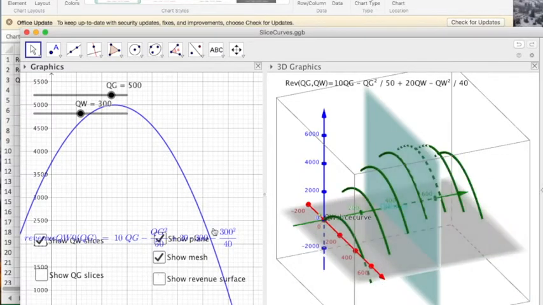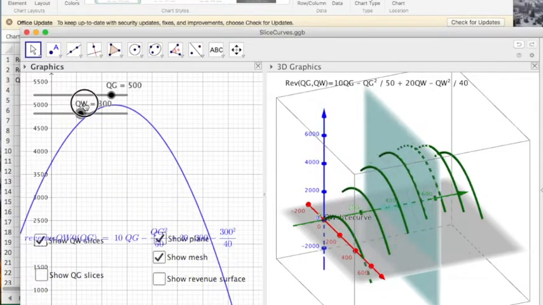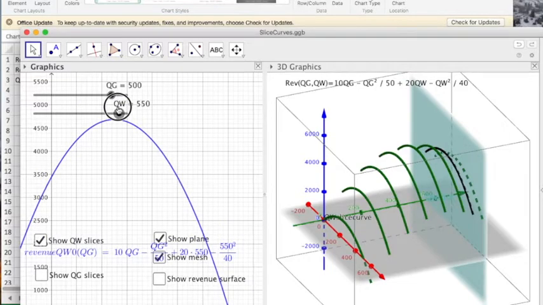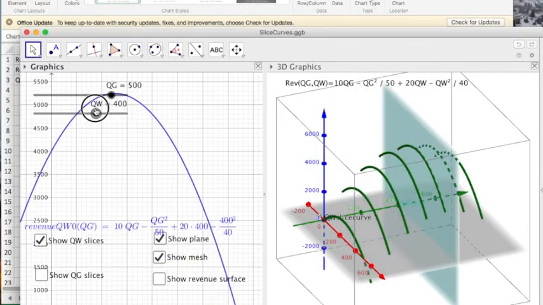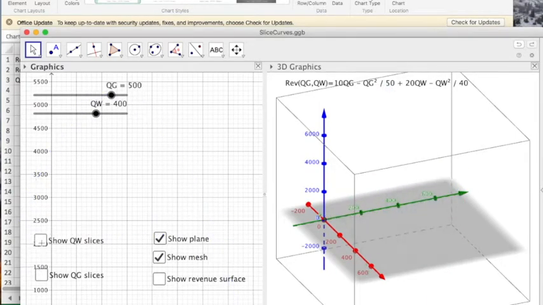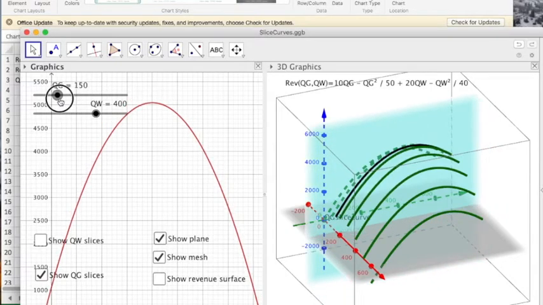And if I remove the surface, I get a good idea of what's happening with the surface by looking at these functions of one variable, which I already know how to deal with. I just plot them in the appropriate plane. If instead of doing the slices when the quantity of gizmos is fixed, I now fix the quantity of widgets, and I'm going to look at the slices the other way.